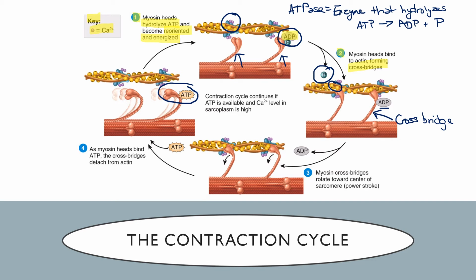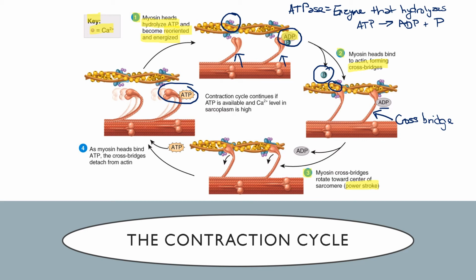Okay, moving on to step 3 now. Step 3 is called the power stroke step. So after these cross bridges form, this is when the power stroke occurs. During the power stroke, the site on the cross bridge where ADP is bound is going to open. So as a result, the cross bridge rotates and releases ADP.